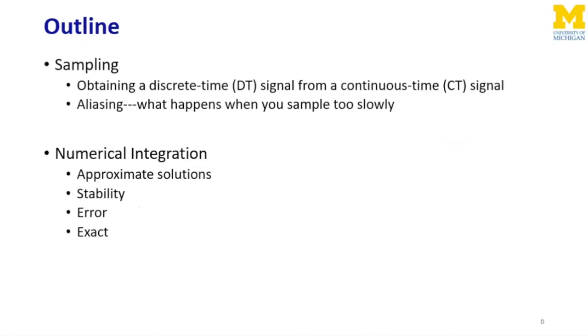So first, I will talk about sampling. Sampling is simply a process of obtaining a discrete time signal from a continuous time signal. And I will talk about this phenomenon, aliasing. This is what happens when you sample too slowly. Then we will discuss numerical integration, and I will talk about approximate solutions, stability of the approximated systems, the error introduced due to discretization, and we will see if we can reproduce the exact solution on a digital computer. Now, these topics are by no means exhaustive, but these are the things that we need to follow the main topics in this course.